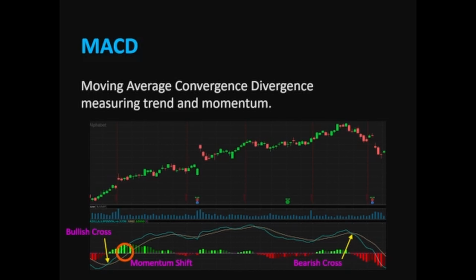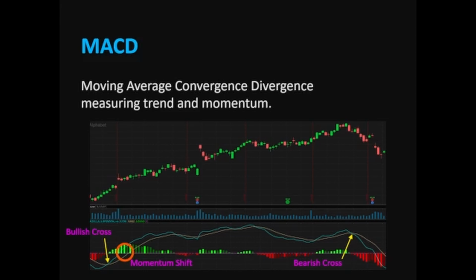We have 2 different lines, the MACD line, which is the blue line, and the signal line, which is the tan line. Understand that a bullish crossover on the MACD is when the blue line crosses over the tan line, indicating a momentum shift. Whenever we see that momentum shift happen, bulls are potentially stepping in.